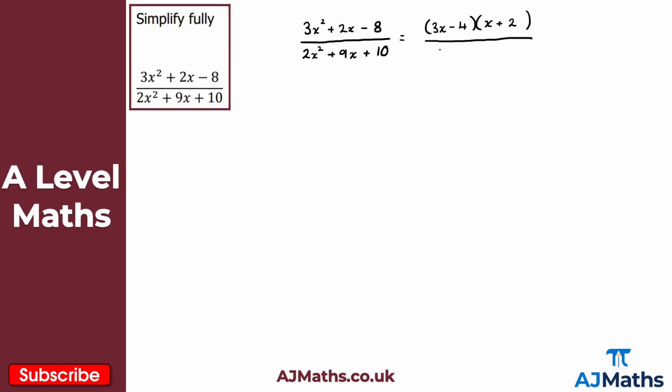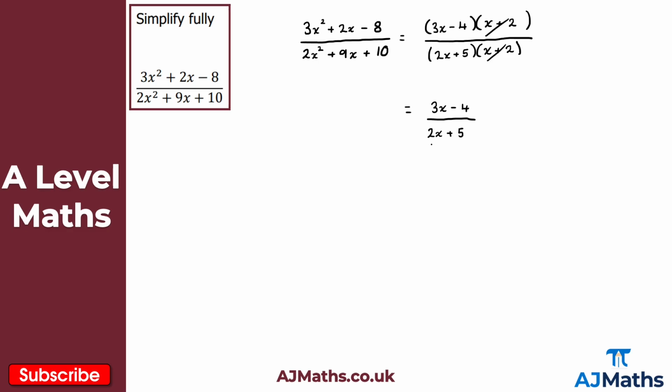So let's actually just factorize this quadratic here and see what we get. Again, I'm going to get double brackets here. In this case, I get 2x plus 5, and then like we said here, we get x plus 2. So from here, I can now identify the common factors. I've got an x plus 2 here in the numerator, and an x plus 2 here in the denominator. So what that leaves me with is 3x minus 4 over 2x plus 5 there.